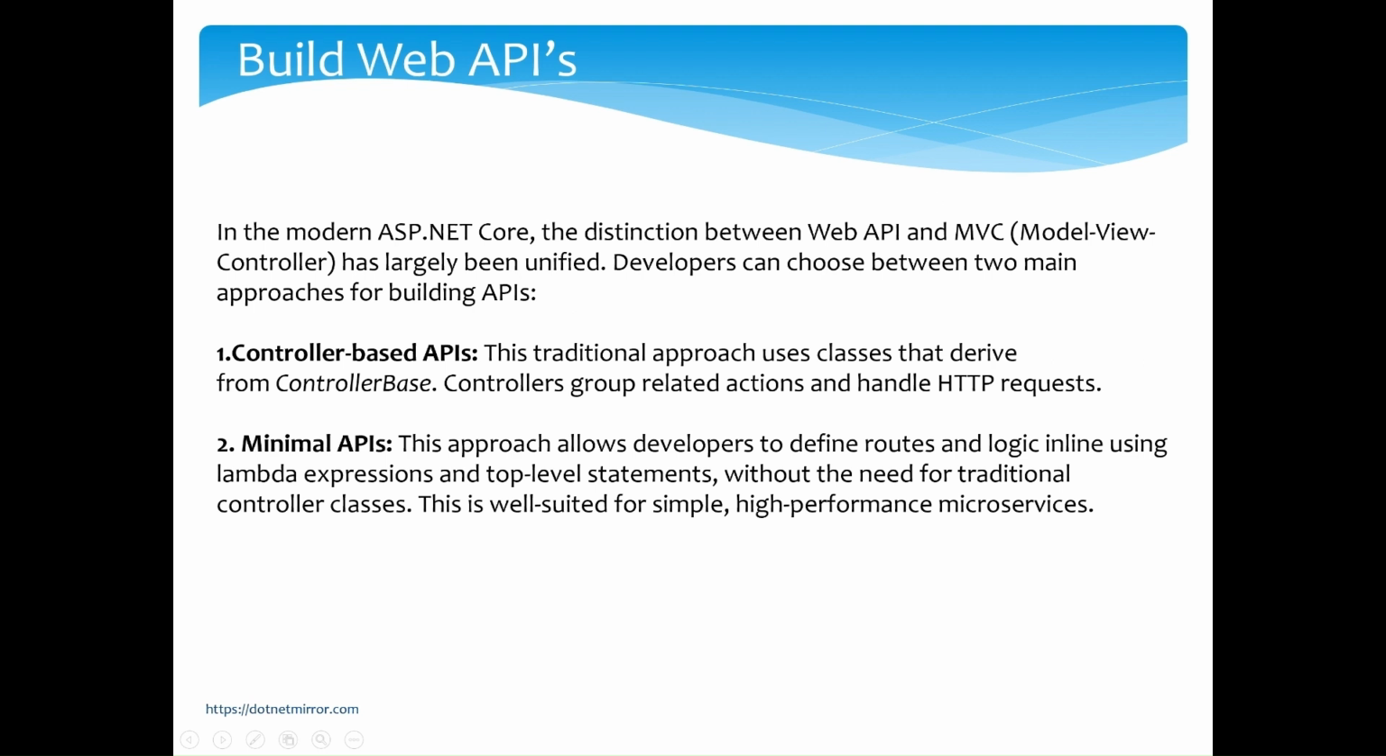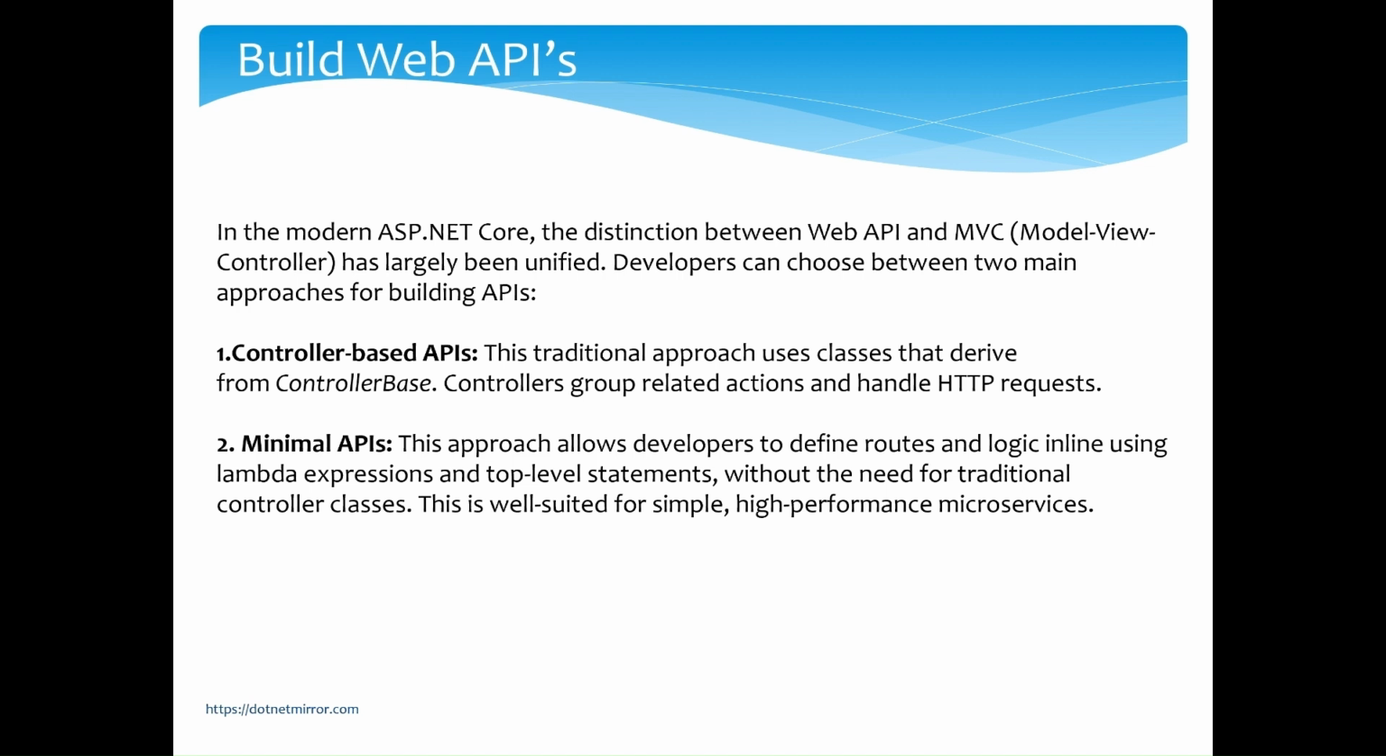Let's understand the different ways to build Web APIs. There are two ways you can build Web APIs. One is controller-based, the other one is minimal APIs. The controller-based APIs are the traditional approach. Here you will implement controller classes which are derived from the ControllerBase class. Here you can put all your complex logic and group all your code in one controller. Like you can have an employee controller where it will have create, update, and delete endpoints. You can put it in one controller and all will be grouped together.